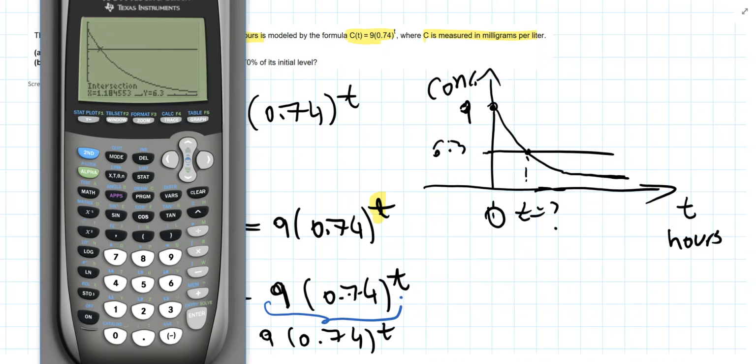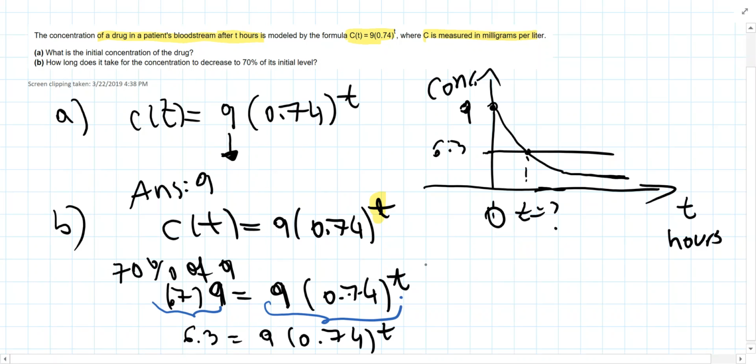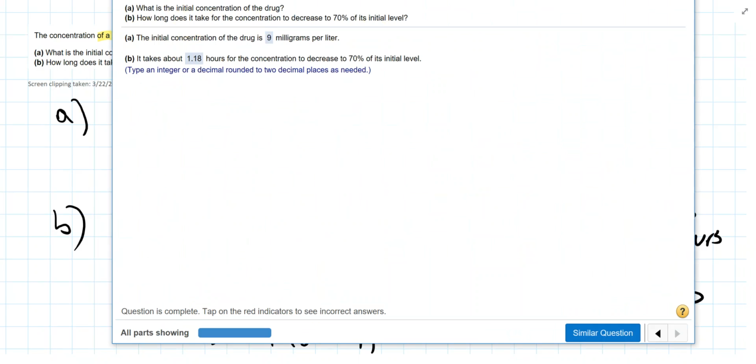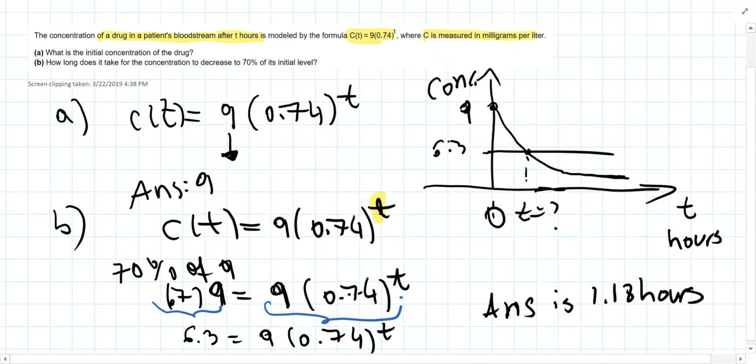So after 1.18 hours, the concentration is 6.3 milligrams per liter. So you would say that the answer for B is 1.18 hours. 2 decimal places, so that's good. Okay, so just keep in mind what we actually did. We solved for x when x is an exponent, and we're going to learn how to do this algebraically rather than do it graphically.